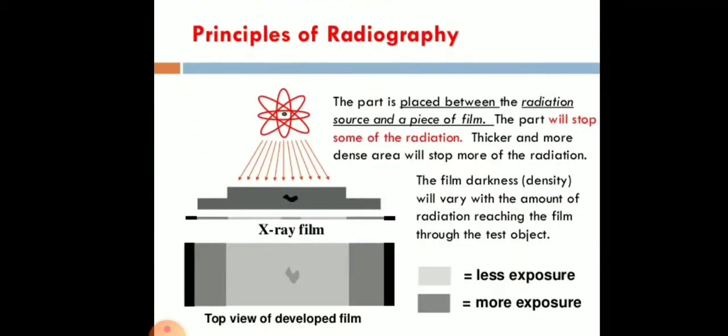Okay. Now the principle of radiography is that the part is placed between the radiation source and a piece of film. The part will stop some of the radiation. A thicker and more dense area will stop more of the radiation. The film darkness, that means density, will vary with the amount of radiation reaching the film through the tested object.